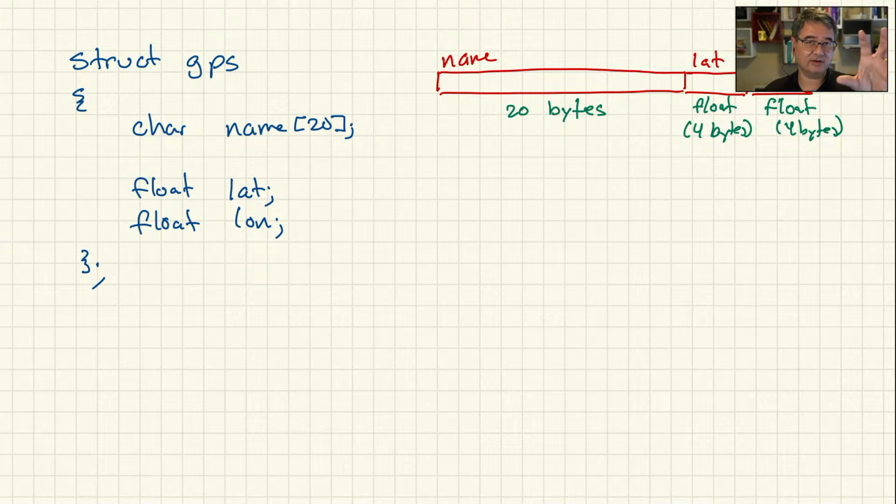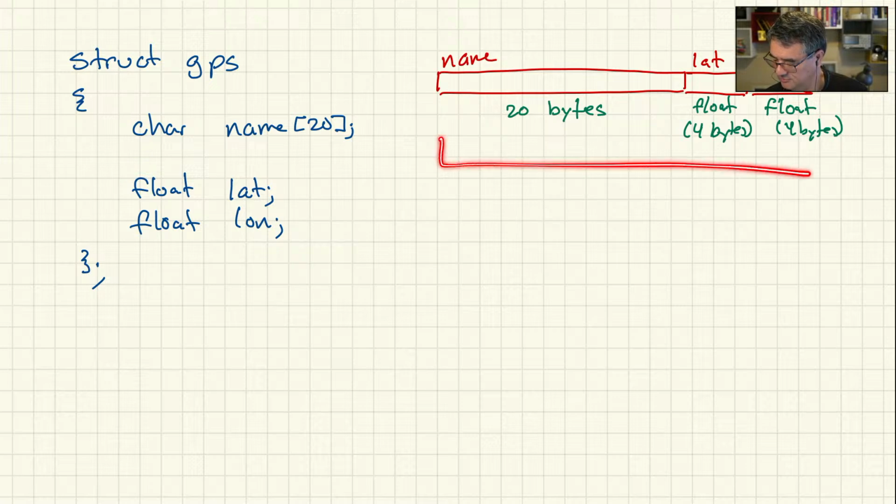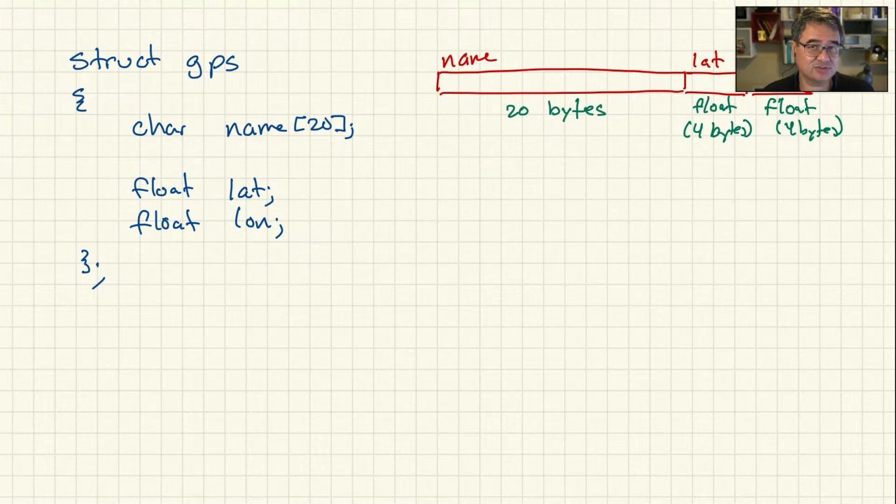So when we declare a variable of type struct GPS, it's going to set aside a total of 28 bytes for this structure. 20 bytes will be for the name, and then 4 bytes each for the latitude and longitude.